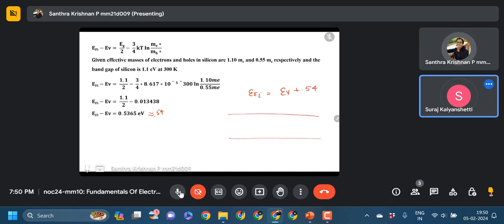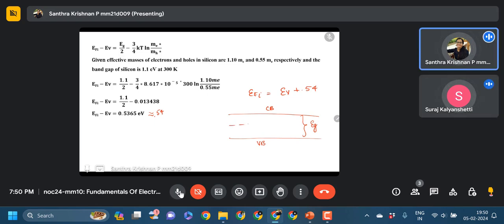If this is your conduction band and this is your valence band, there should be a band gap in between. This is your Eg. But here they are asking where the Fermi level is. So your answer will be that the Fermi level lies 0.54 electron volts above the valence band. That is the correct option.